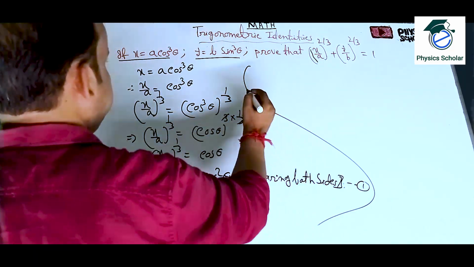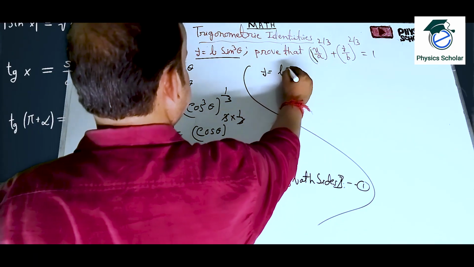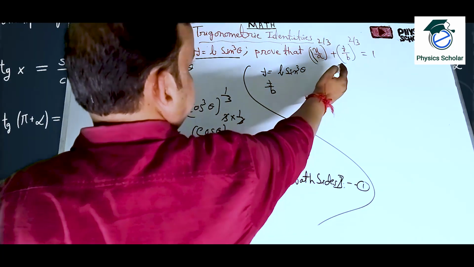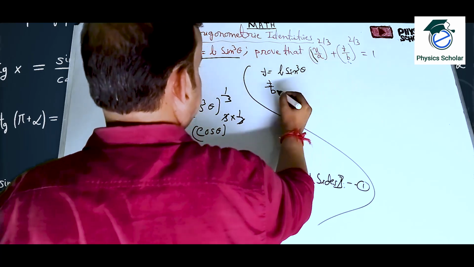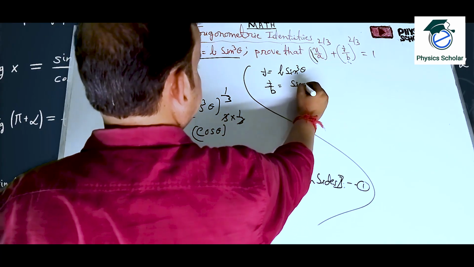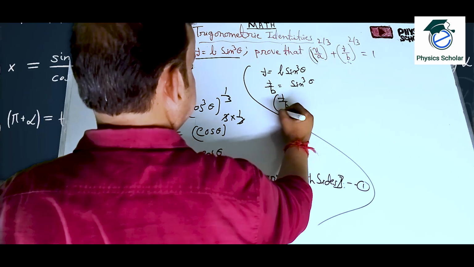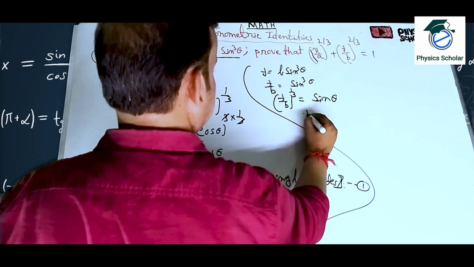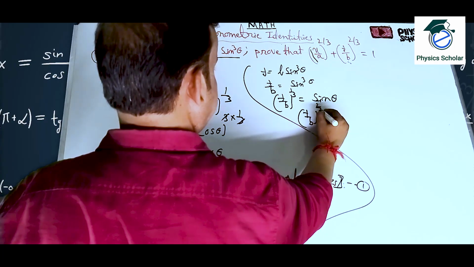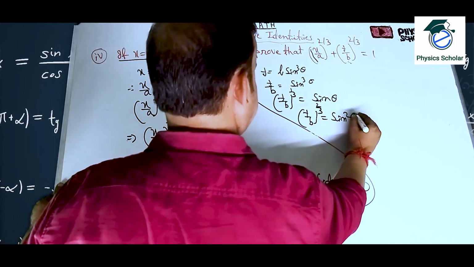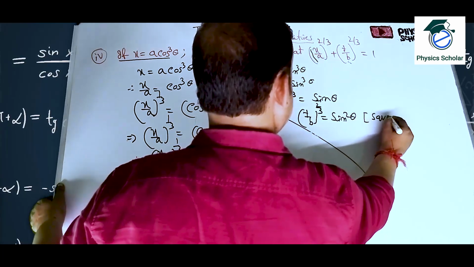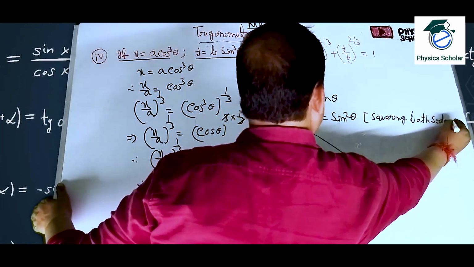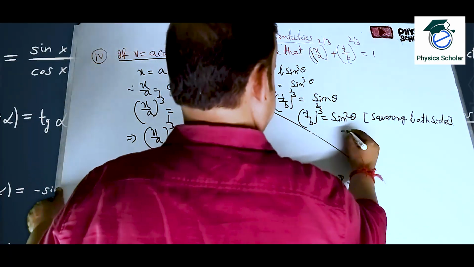Similarly what we know, y is equal to b sin cube theta. So y by b, that we have to prove here, clear? So y by b is equal to what? Same, sin cube theta. So y by b whole to the power 1/3 is equal to what? Sin theta. So y by b to the power 2/3 is equal to sin square theta. Squaring both sides, clear? It is equation number 2.